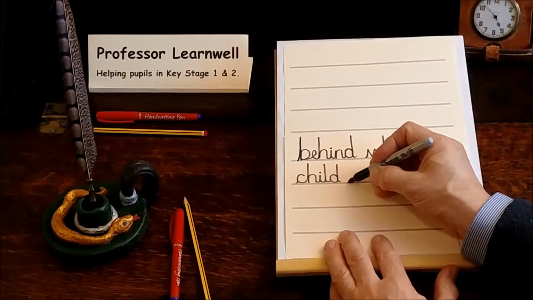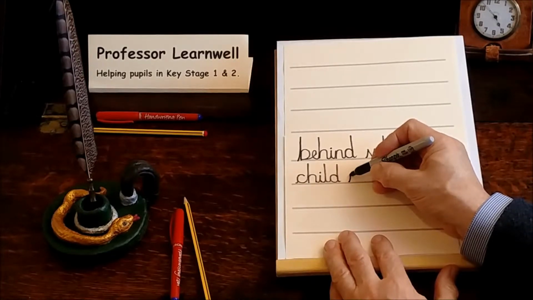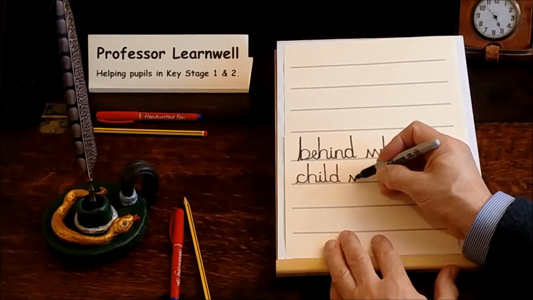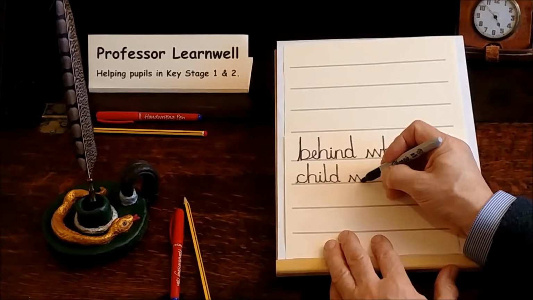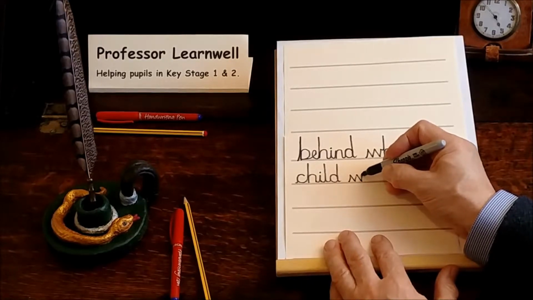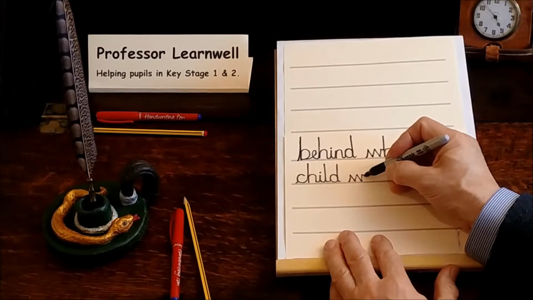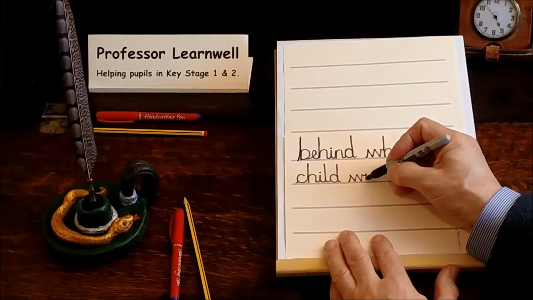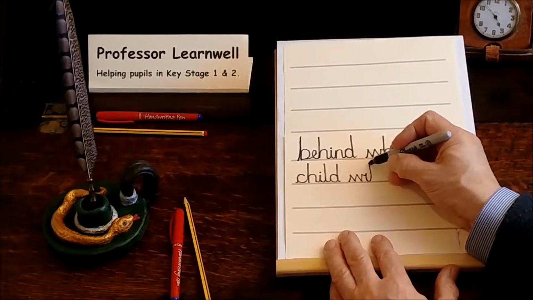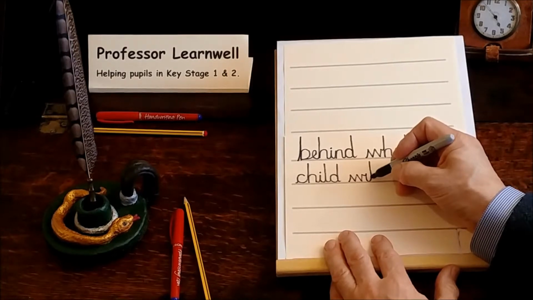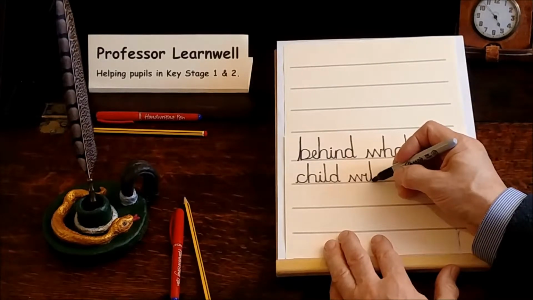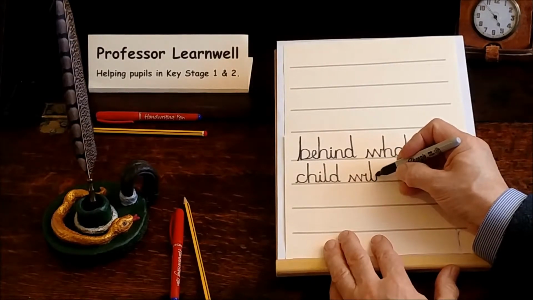Starting on the line, slope down to the right, slope up to the right, slope down to the right, slope up to the right, and then hook or flick here, going to form the letter I, down, up to form the letter L, similar pattern to child, back down on ourselves, so there's only one line there, forming the letter D.